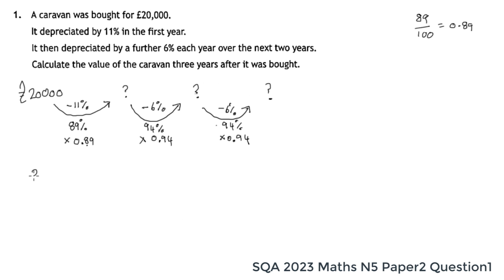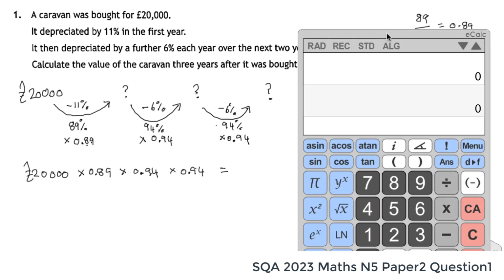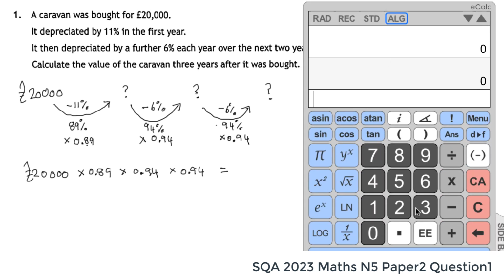So the calculation we're going to have to do is to take £20,000, multiply it by 0.89. That then gives us this value, which we then multiply by 0.94 to give us this value, which we multiply by 0.94 to give us the final value of the caravan. So that's the calculation we have to do. And being in paper 2, we bring out our calculator and see what goes on.